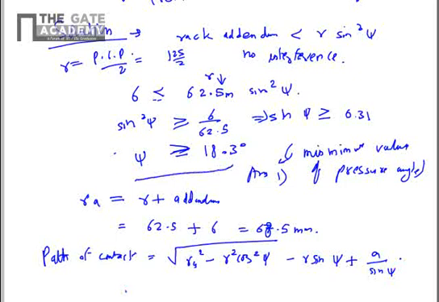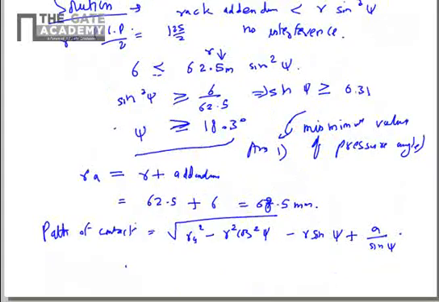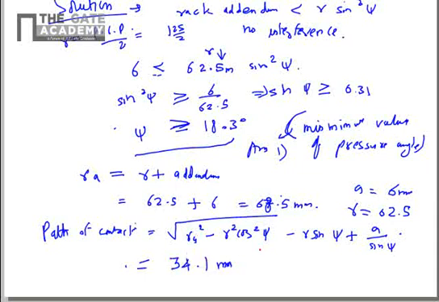The value of xi we will use here, because in part 2 it was asked that with the above pressure angle find the length of arc of contact. So this is the minimum value of our pressure angle. We use 18.3, and RA we know is 68.5, R we know is 125 by 2, 62.5, and A is 6 mm. So we substitute all of these values, and when we do the calculation, we will find the solution as path of contact equal to 34.1 mm.